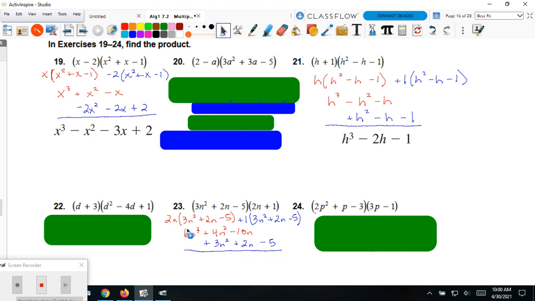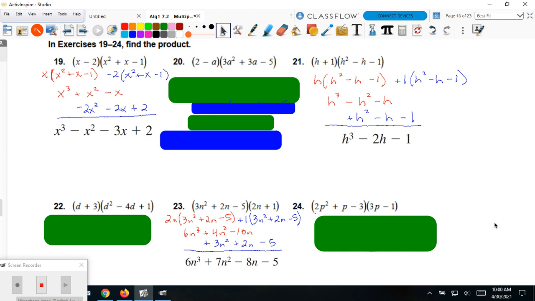And so our first term is going to be 6n to the third. Our last term is negative 5. And you got to combine here to get 7, positive 7n squared. Subtract these two because they're different signs, and it's a negative 8n. So 6n to the third, positive 7n squared, negative 8n, and a minus 5.